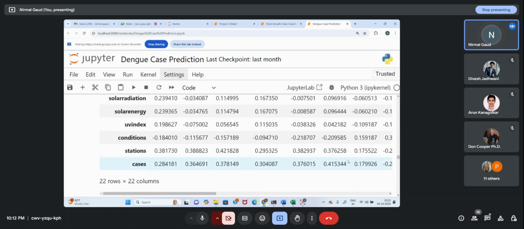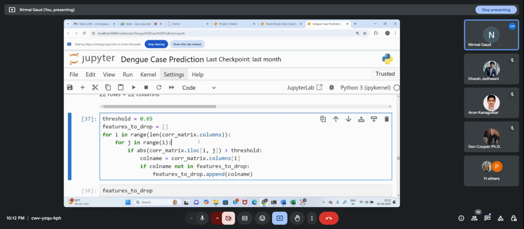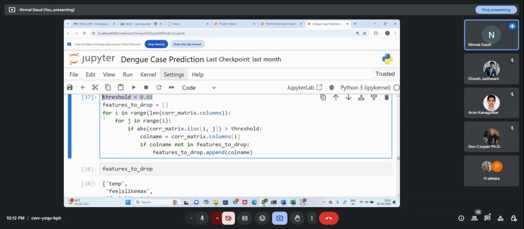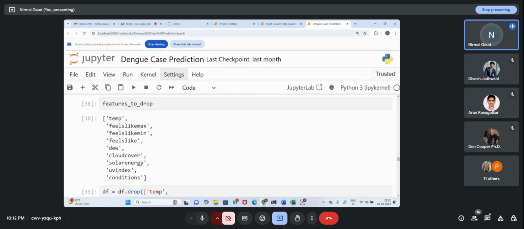So here is the code which I prepared. Like I wrote 0.65 threshold, and then here I prepared an empty list, the features to drop, and here I calculated what features I need to drop. I check the correlation between each and every feature. Any feature which is having high correlation, more than 0.65, drop it. I actually appended them in a list. In this list, I appended them, and then these are the features which I got.